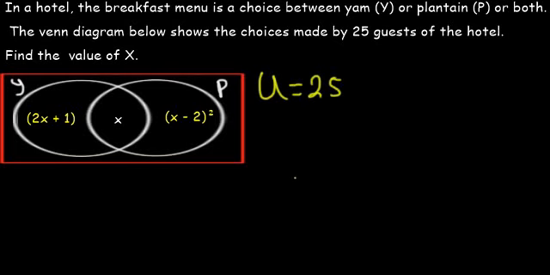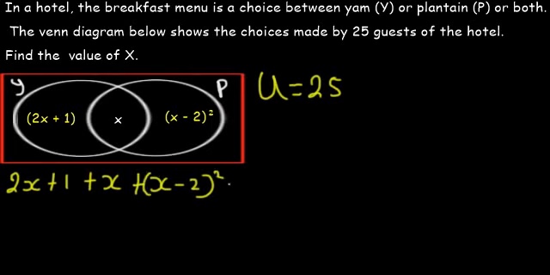The next thing we need to do is sum all of this up and equate it to 25. Everything has been interpreted already; we just need to find the value of x. So let's sum this up. We have 2x plus 1, plus x minus 2 all squared, equals 25.